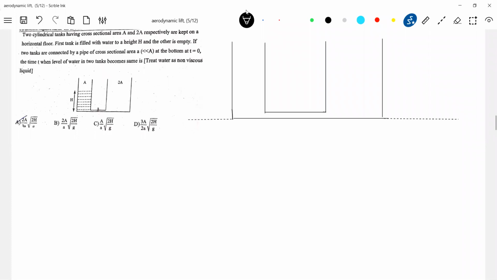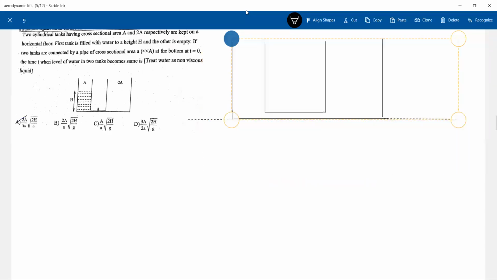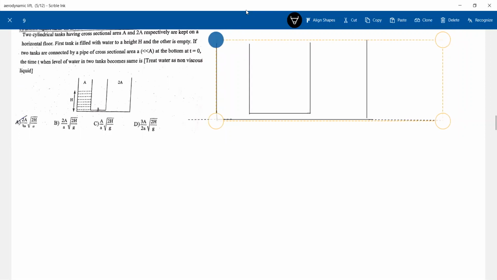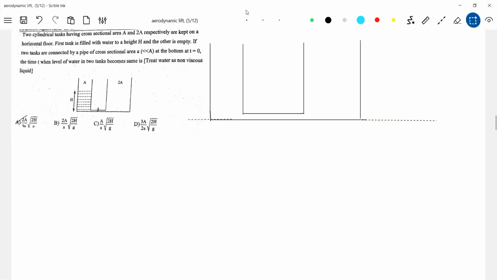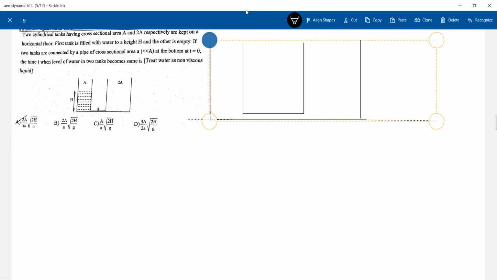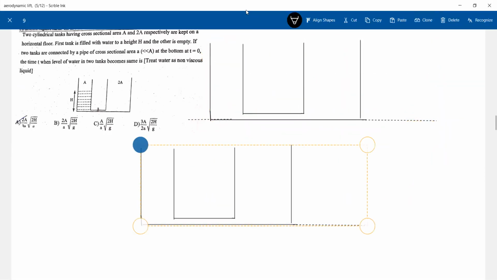What do you expect finally? What do we expect finally? Because that is very important. Finally, the level of liquid in both the containers must be the same. Do you agree?